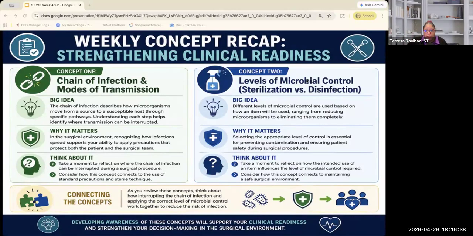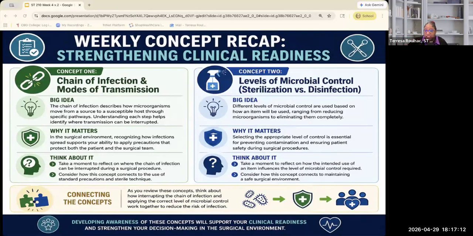Now, this one is about how clean is clean enough. Not everything needs to be sterile. So instead of thinking what kills everything, I want you to be thinking of what level is appropriate for this situation. There are levels, right? Cleaning is reducing, disinfection is killing most, sterilization is killing everything.